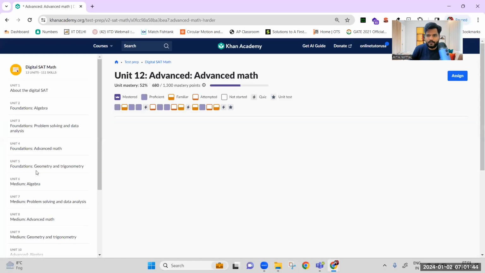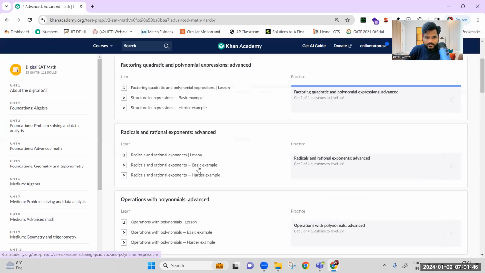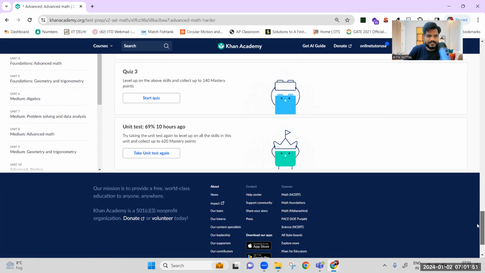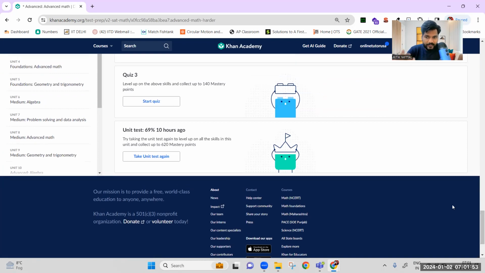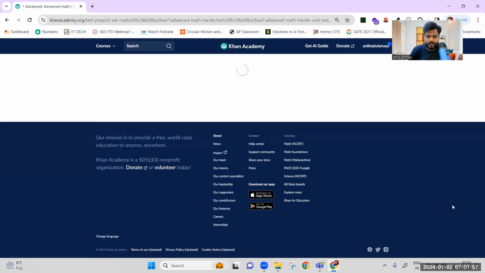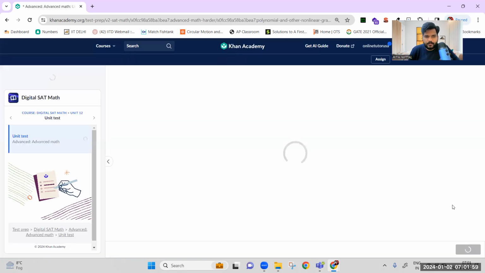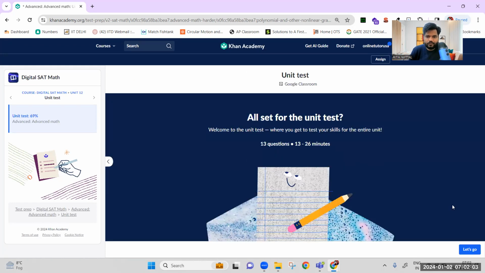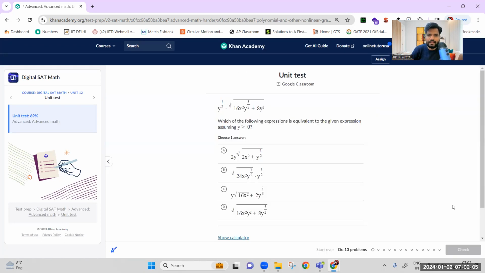How do they work? So at the end of every unit, you will be seeing the unit test. And the beauty of this unit test is, let's say if you are taking the unit test right now, and I just click on take the unit test again, and I start attempting these questions. So here you see that we are getting 13 questions. So when I click on let's go, I'll be able to solve these 13 questions.